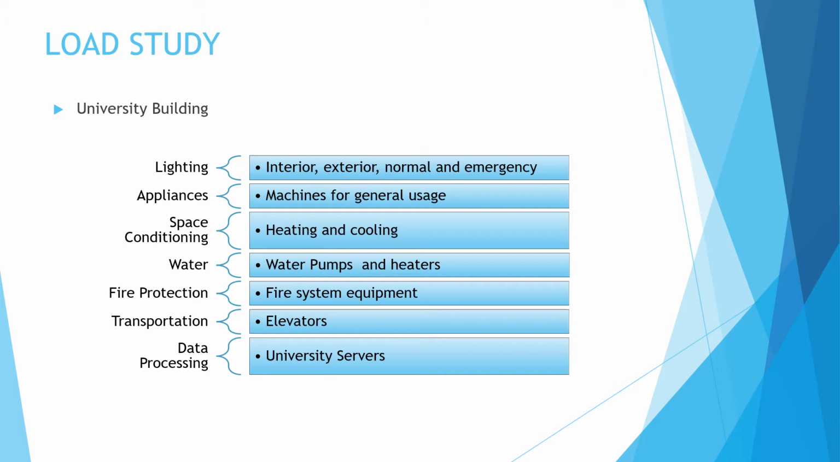In this case, we will be designing the system for a university building, and we have to take into account some kinds of loads. Lighting, which refers to interior and exterior, normal and emergency lighting. We have appliances, which relate to general machines. We have space conditioning, water, if we take into account water pumps and heaters and all that stuff. We have also a fire protection system, something that we need to take into account. We also take into account transportation, such as elevators, and finally data processing elements, which relate to university servers.